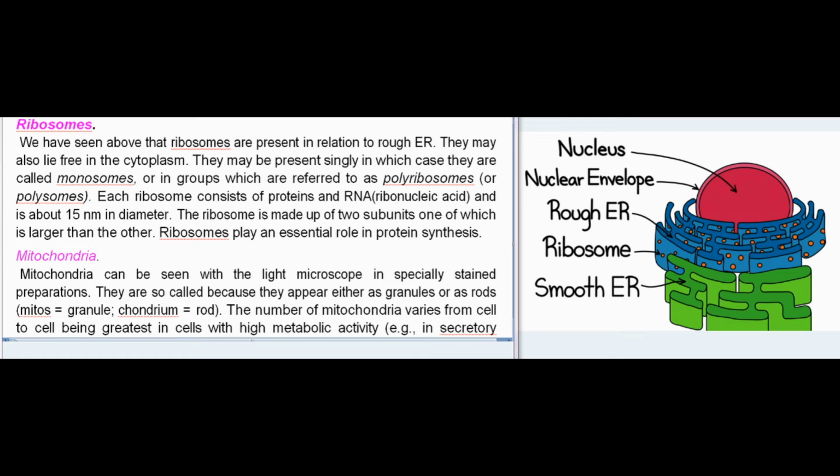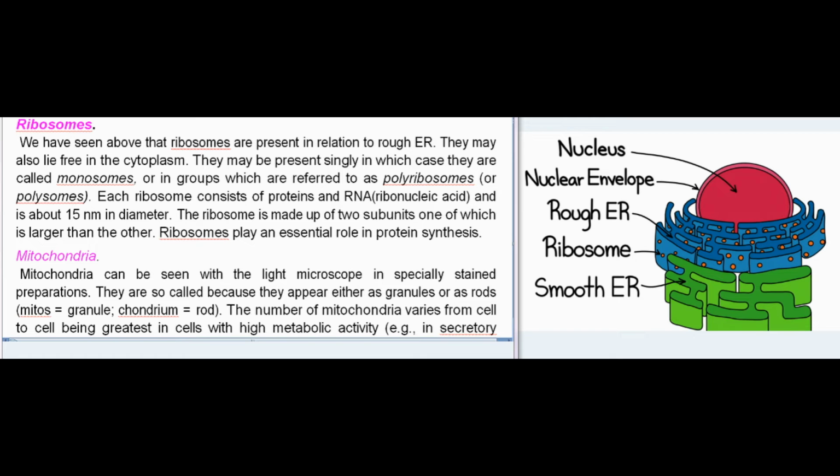We have seen above that ribosomes are present in relation to rough ER. They may also lie free in the cytoplasm. They may be present singly, in which case they are called monosomes, or in groups which are referred to as polyribosomes, or polysomes. Each ribosome consists of proteins and RNA, ribonucleic acid, and is about 15 nanometers in diameter.